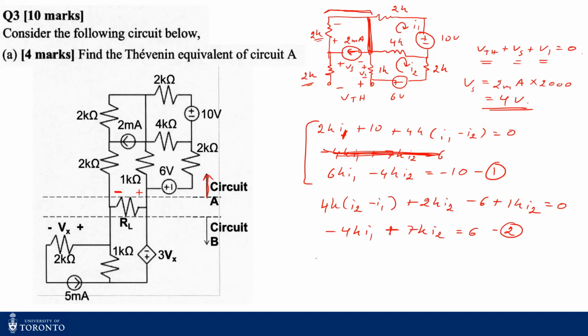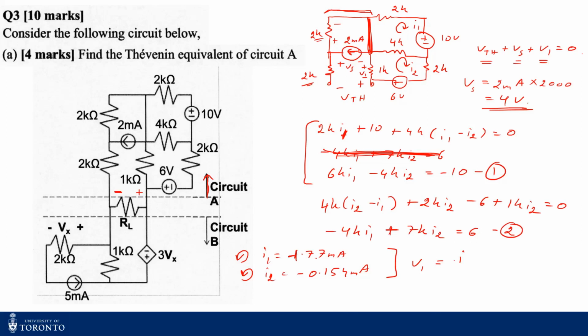Once I solve it, I'll get I1 to be minus 1.77 milliamps. So that means the actual current I1 is flowing like this, right? And my I2 is also minus 0.154 milliamps. So that means my I2 is also flowing like this, right? So therefore, what's my V1? My V1 is just basically minus I2, right?